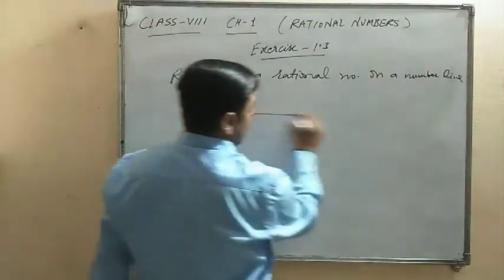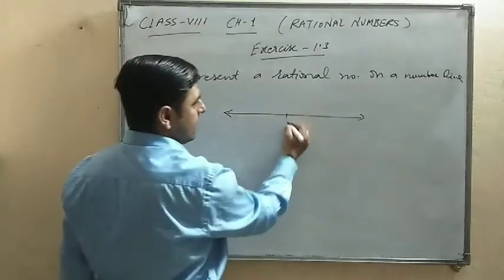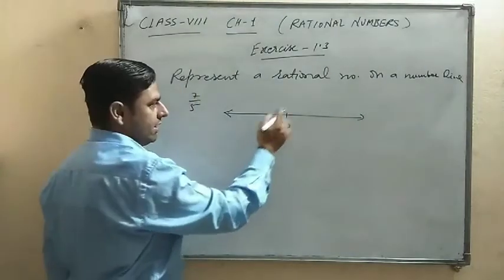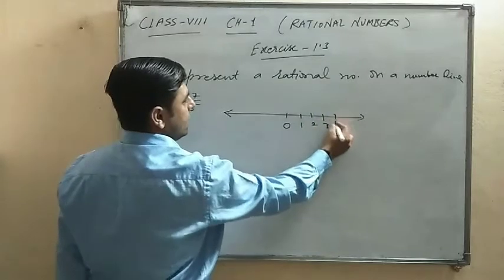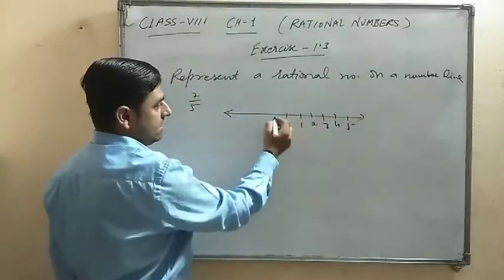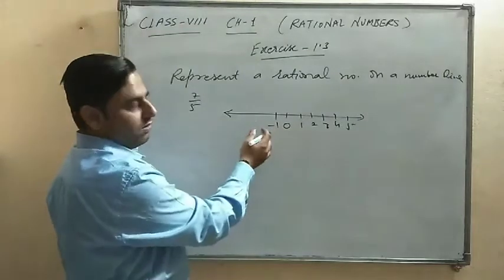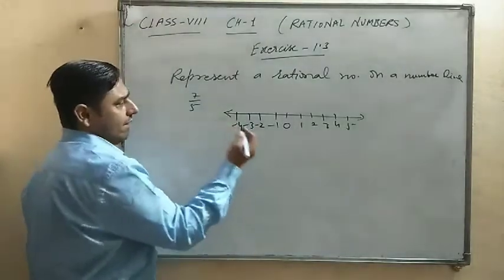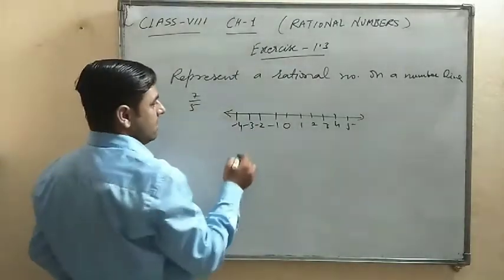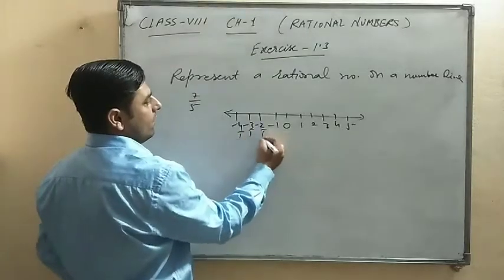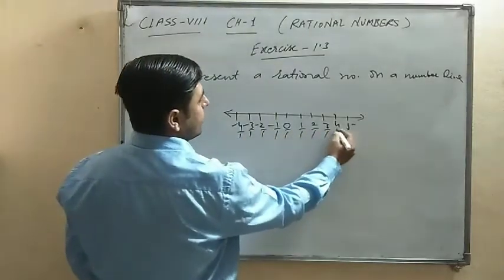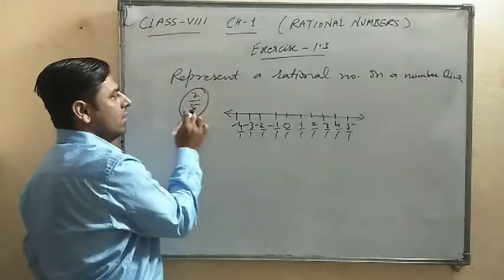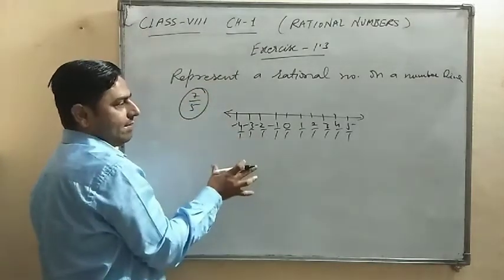Suppose 7.5. So you know how to draw a line, in which so many numbers are there, in which center point is 0. On the right hand side of 0, positive numbers, that is known as natural numbers. And on the left hand side of zero, negative numbers. So it will be converted into rational numbers with the help of denominator as 1. Now it is known as a rational number. But we have to plot 7.5 on a number line.